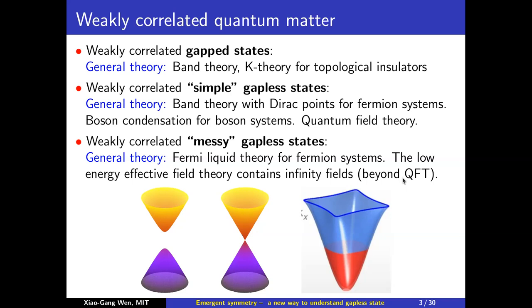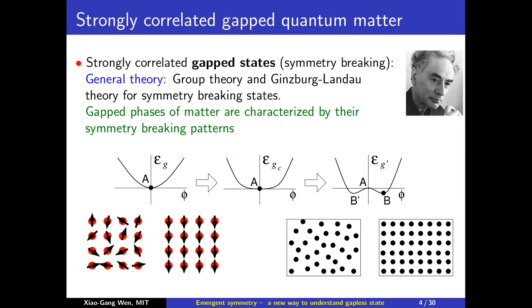And then the really interesting thing is that we also have strongly correlated quantum matter. Those are much more difficult to understand. It's really the challenge for theoretical physics. For strongly correlated gapped states, we have a systematic theory.